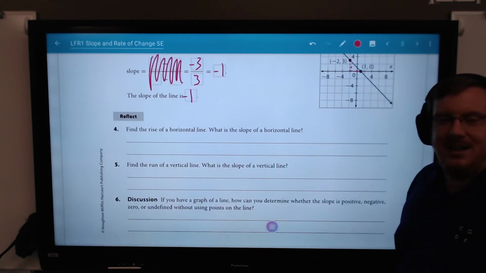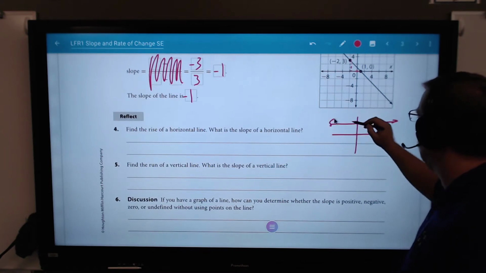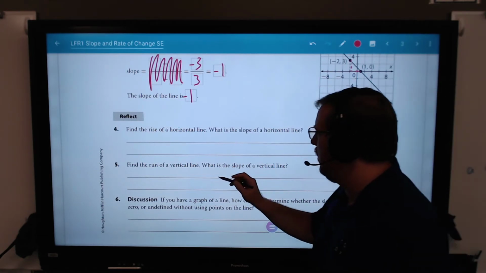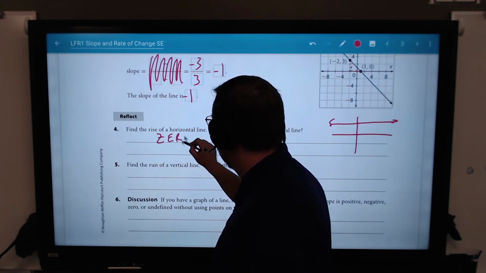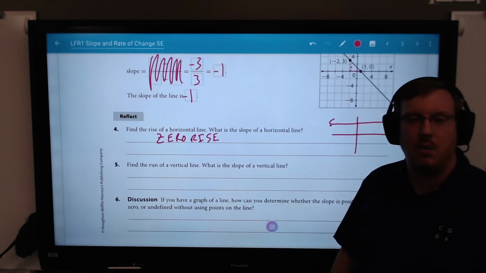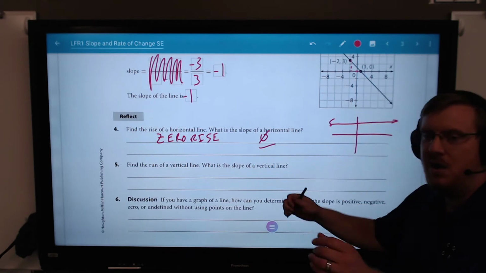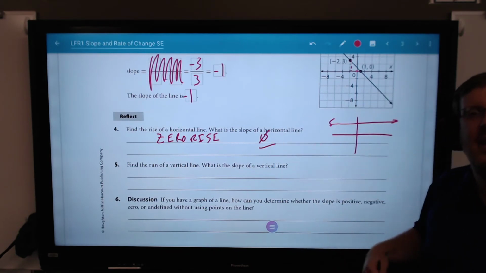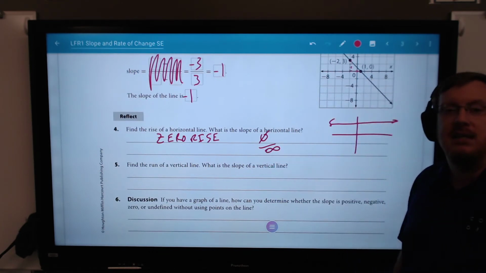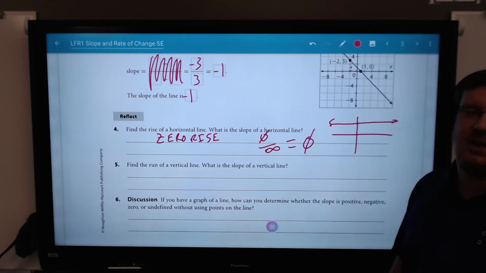Find the rise of a horizontal line. Let's draw a horizontal line real quick. If this is my horizontal line right here, what's the rise here? Well, you tell me, 0. There is 0 rise. In fact, this just keeps running. So it'd be like 0 divided by, what's that thing we call just never ends? We call that infinity. So it's 0 divided by infinity. It's that sideways 8, right? 0 on top dividing gives us a value of 0.